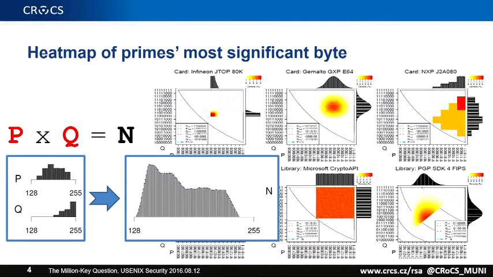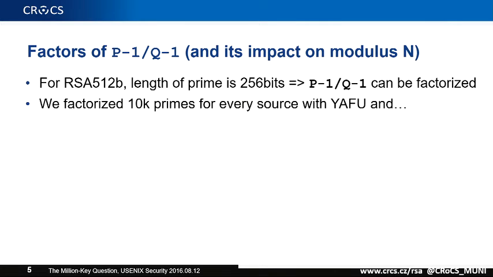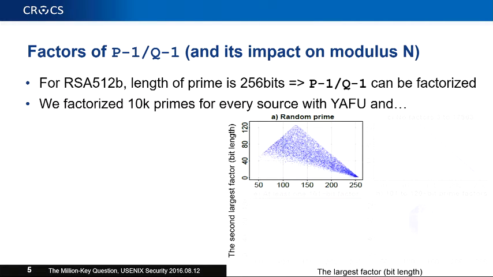This is one example. Another example is you can take RSA 512 bits, that's insecure for ordinary use, but you can inspect that. And the primes there will be half-length. And therefore, what you can do is to factorize the P-1 value. Okay? And as a result, you will get these factors. So we factorized 10,000 keys from every source by the Yafu tool. And once again, we saw different distributions. Here on the x-axis is the length of the biggest factor of P-1. On the y-axis is the length of the second biggest factor.